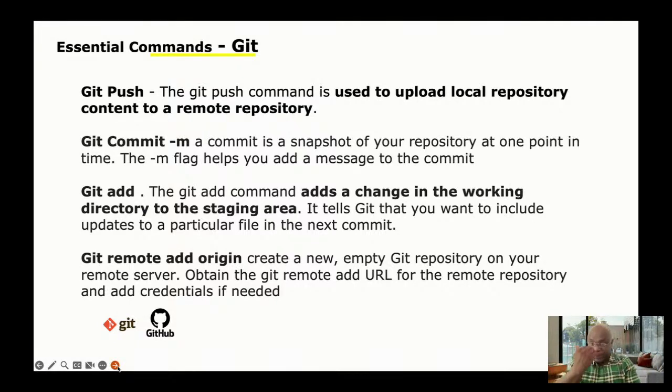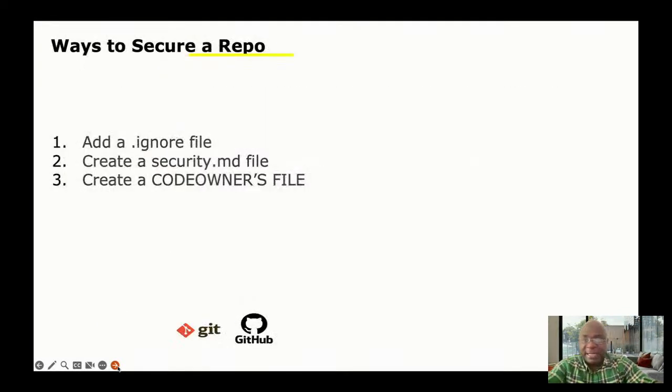I'm going to skip to git remote add origin. So git remote add origin is the final command we're going to be using to push to the remote repo. Okay, so we're going to go directly.